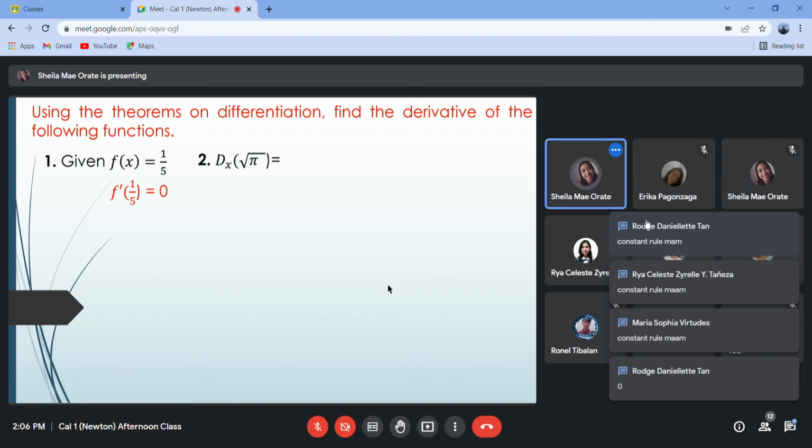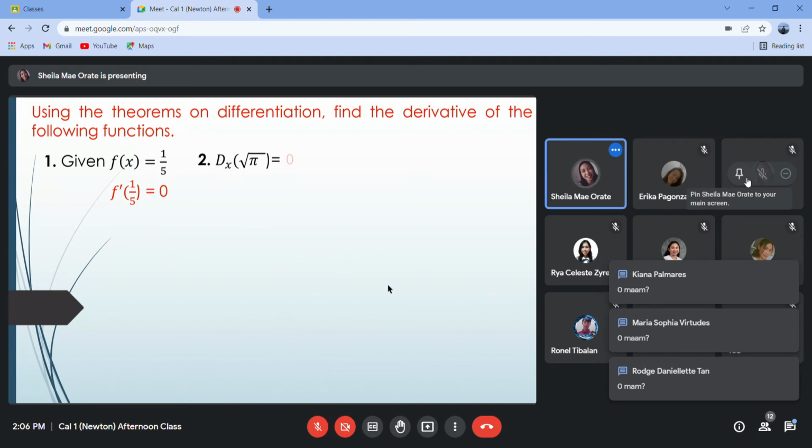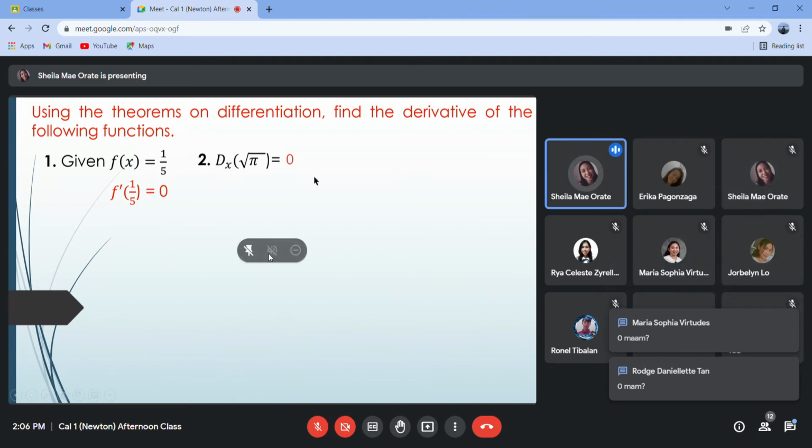Okay. How about this one? We have square root of pi. What do you think is the derivative of our function here? 0. Okay, now let's check. Yes, it is still 0. It's because our pi here is a constant function, so this is 0.